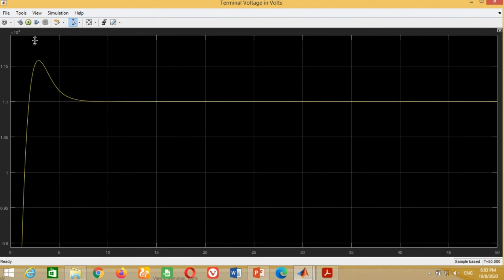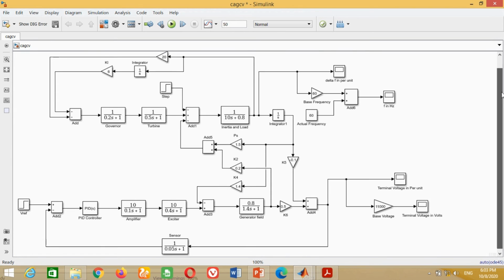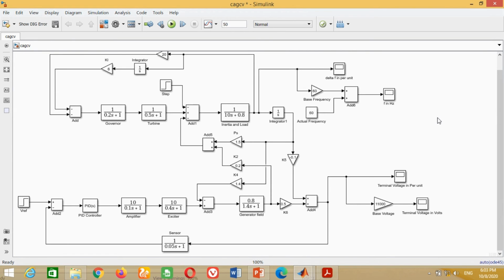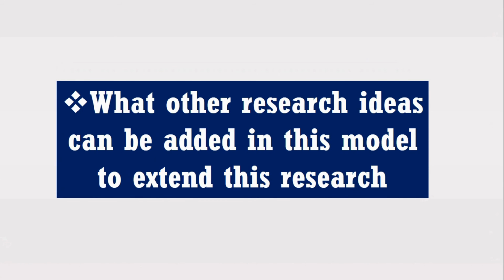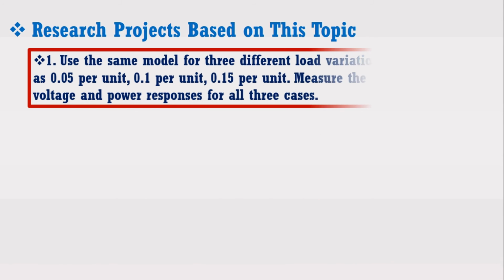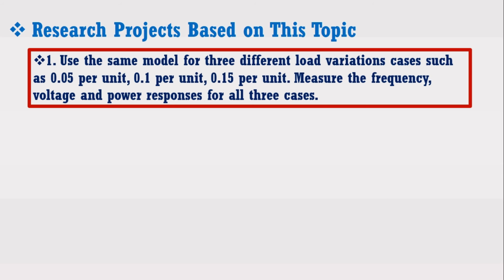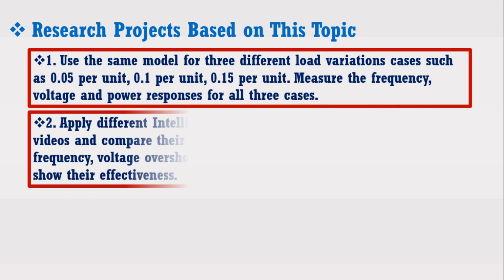Friends, at this stage we have successfully designed the combined model of load frequency and voltage control of power system. Now I am going to highlight the new research trends in this topic so that any interested person may do his research. Number 1. Use the same model for 3 different load variation cases such as 0.05 per unit, 0.1 per unit, 0.15 per unit, and measure the frequency, voltage and power responses for all 3 cases.